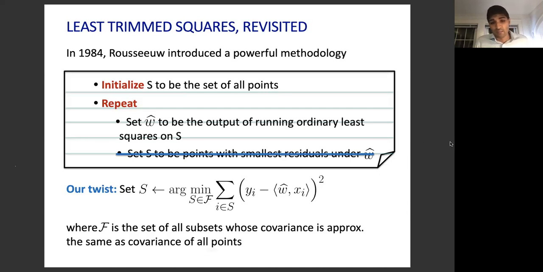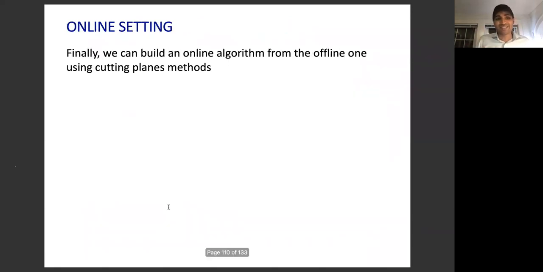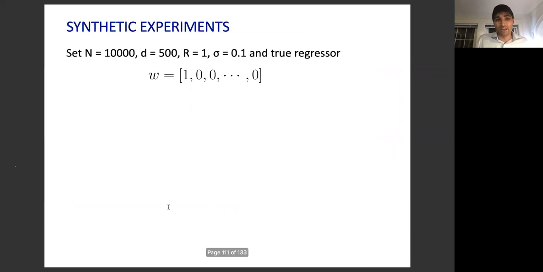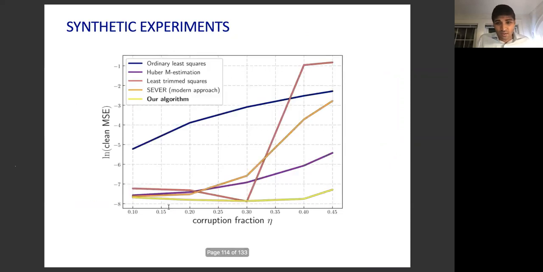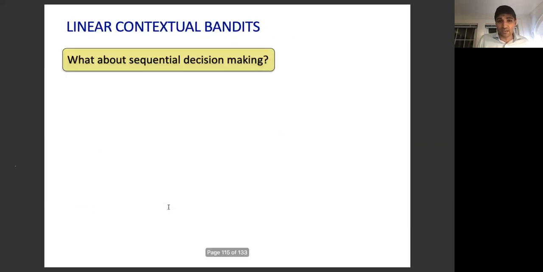But our twist is very simple: instead of looking at an arbitrary set of points with small residuals, we look for sets that are spectrally well spread out, in the sense that their covariance is approximately the same as the covariance of the original set of data points. And that's exactly how you can get these strong provable guarantees for online regression in this Hilbert contamination model. So I'll tell you that there's some pretty neat experiments we can do to compare our algorithms, where we get orders of magnitude improvement in the clean MSE.